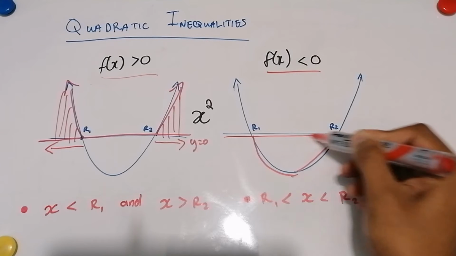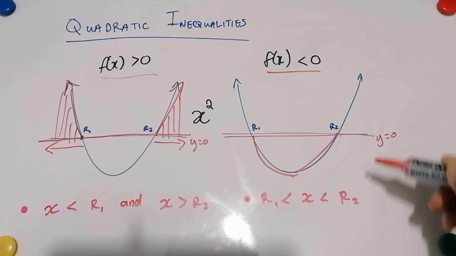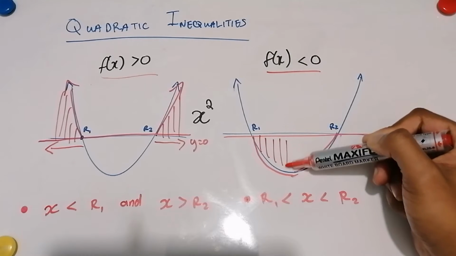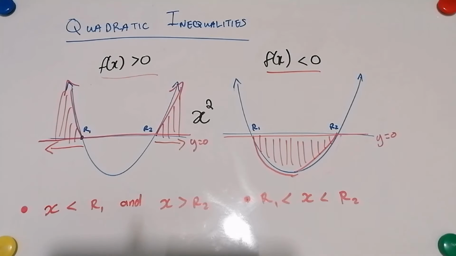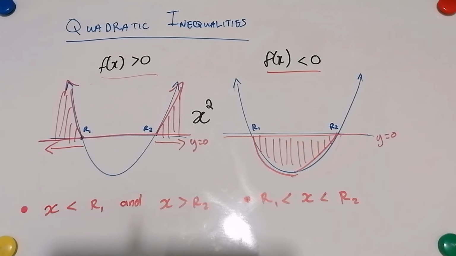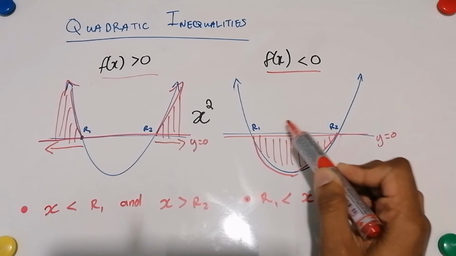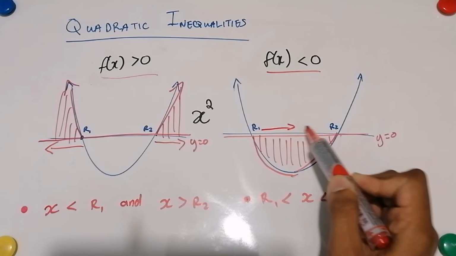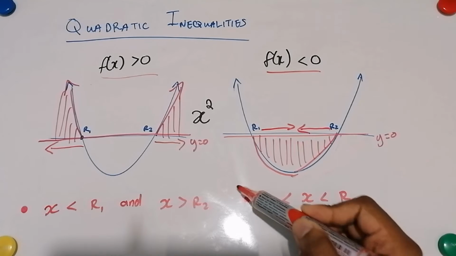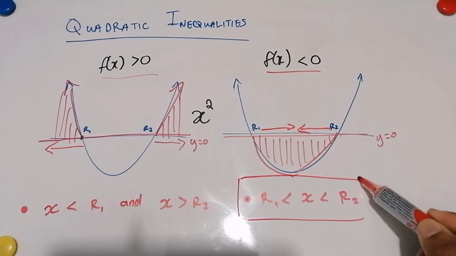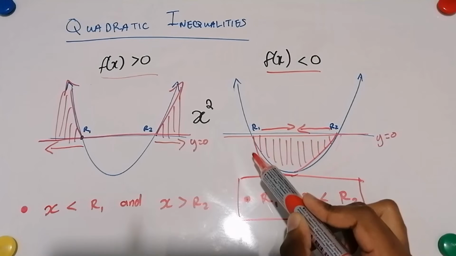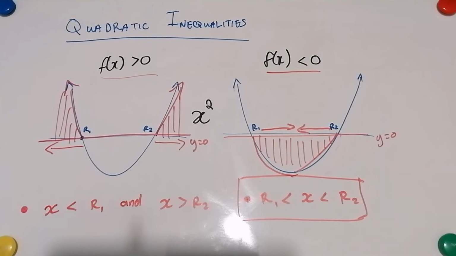If f(x) is less than 0, we are talking about this part that is under the x-axis, where y is 0, and so therefore less than 0 would be all these x values. That speaks about this part of the graph that is less than 0. And we write that as all the x values greater than R1, but also less than R2. So this is how we write it, as a unified inequality. Just one inequality with a lower boundary and an upper boundary.